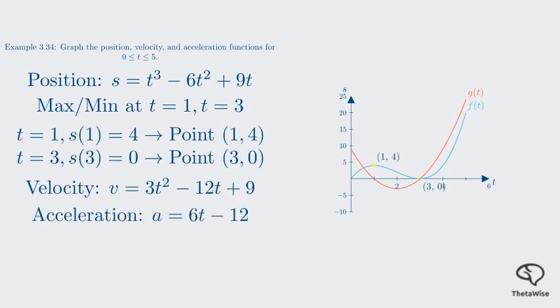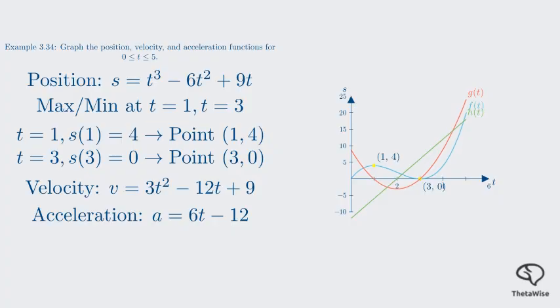Finally, acceleration. Acceleration is the derivative of velocity. We differentiate 3t squared minus 12t plus 9. This gives us the linear function a equals 6t minus 12. This straight line is the h(t) curve. We can see its relationship to the other two graphs.